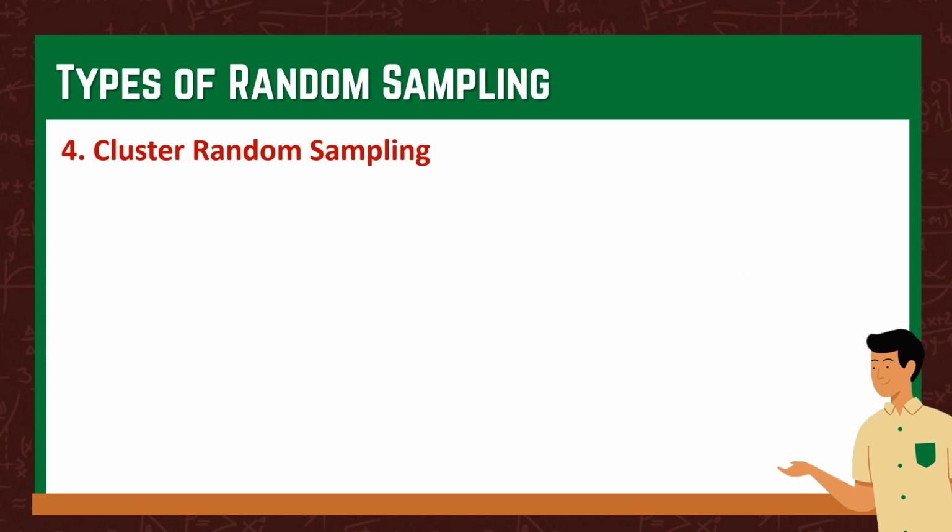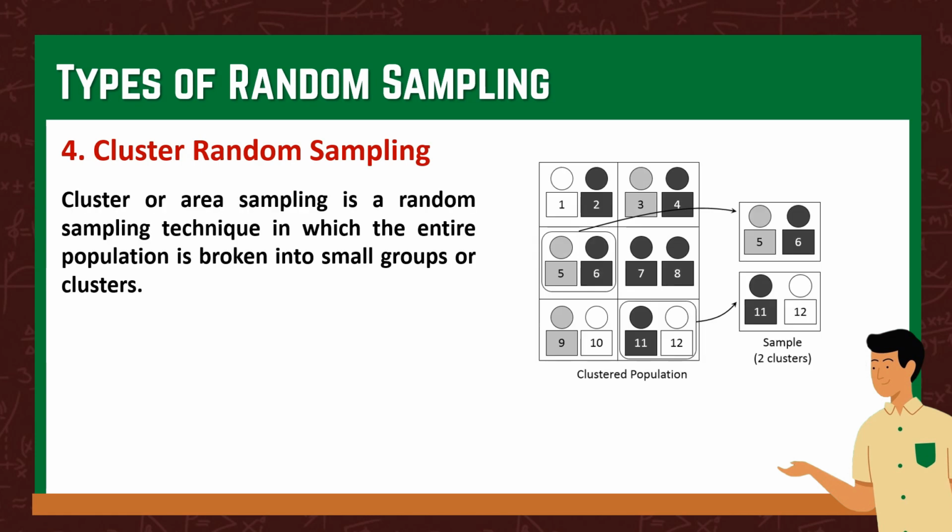Lastly, we have cluster random sampling. Cluster or area sampling is a random sampling technique in which the entire population is broken into small groups or clusters. So this is the same with stratified sampling. Hahatiin din ang population into groups na tatawaging clusters.